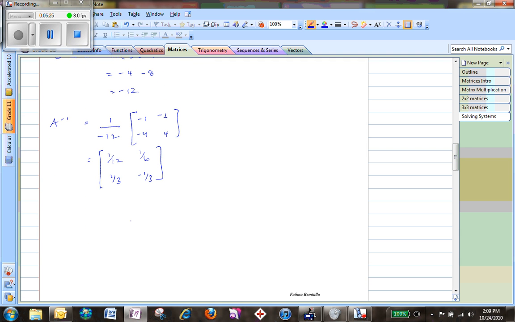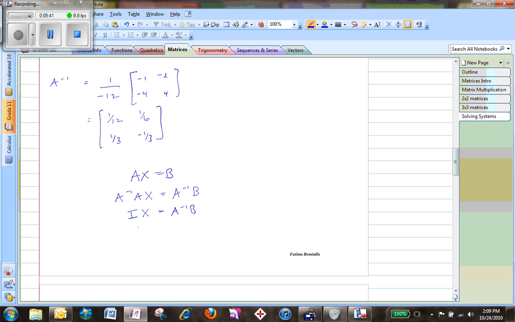Now the step in between. If AX is equal to B, then A inverse AX is equal to A inverse B. A inverse times A is I, the identity matrix. The identity matrix times X is just X. So, X is equal to the inverse matrix 1 over 12, 1 over 6, 1 over 3, negative a third, times negative 2, negative 11. When I multiply, I should get out negative 2, 3 as my answer.